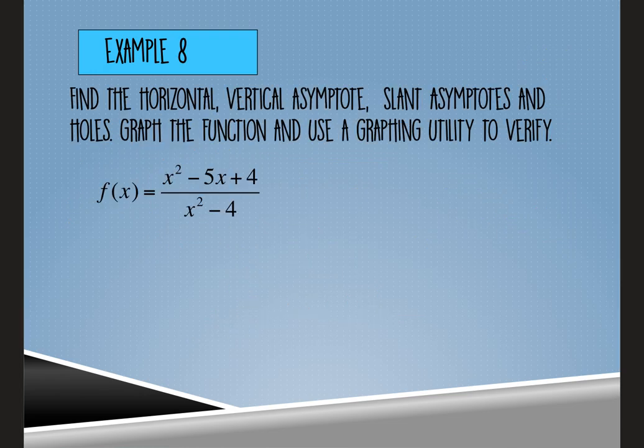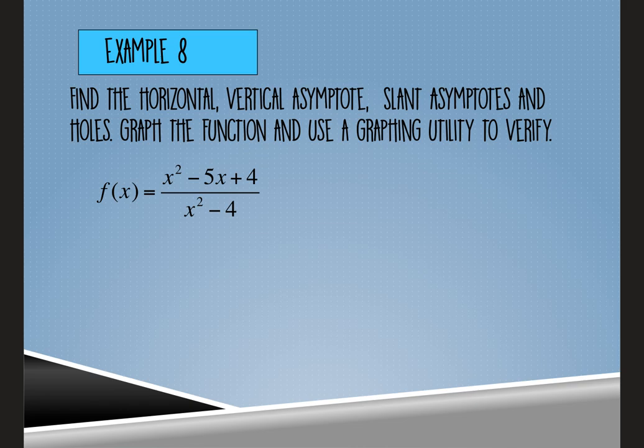All right, now example 8 puts it all together. I added on some examples after this, but we're going to put this all together because I want to combine what we did yesterday and what we did today. It says find the horizontal, the vertical, the slant, the holes, graph the function, and then we're going to use the graphing utility to verify.